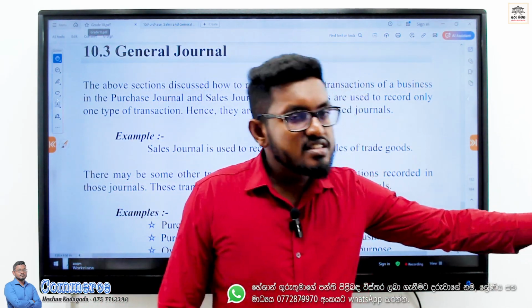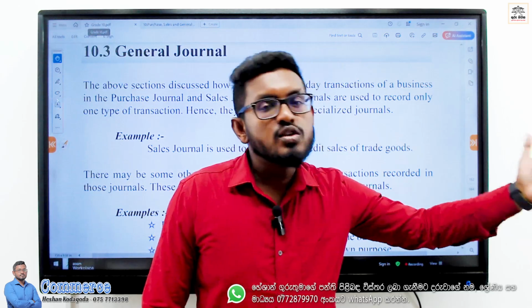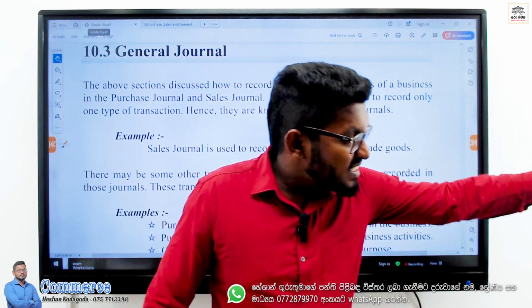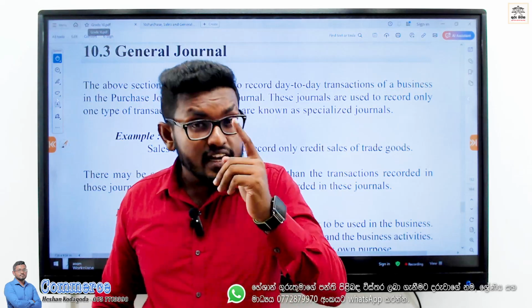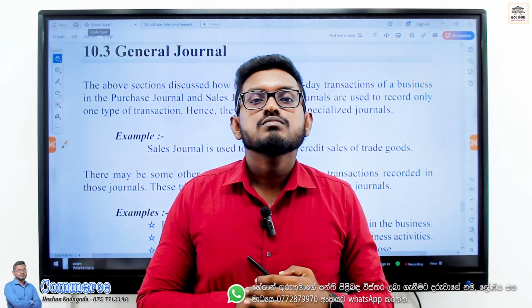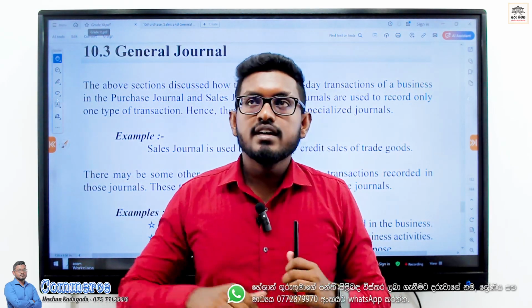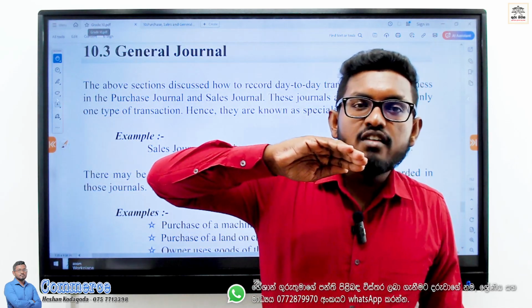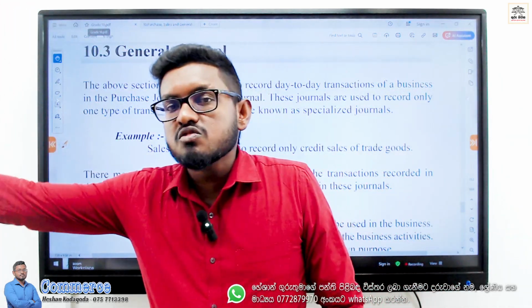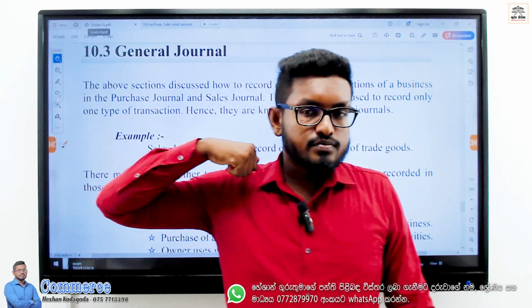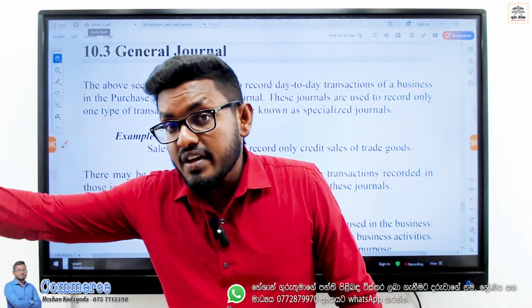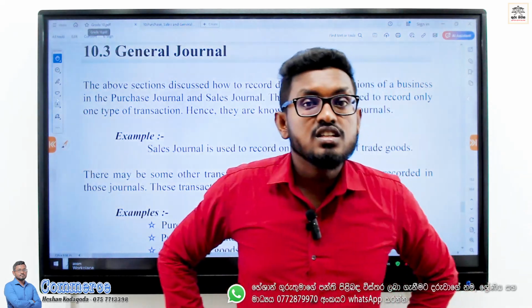When we purchase non-current assets on cash basis, we record in the cash. When we purchase non-current assets on credit basis, where we record? General journal. Okay, well, let's go to the sales part. When we sell our trade goods on cash basis, where we record? Cash. When we sell our stocks on credit basis, where we record? Sales journal.